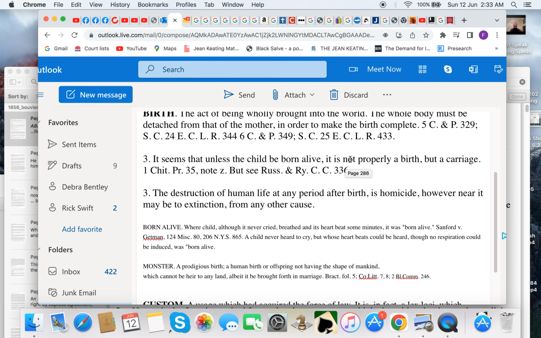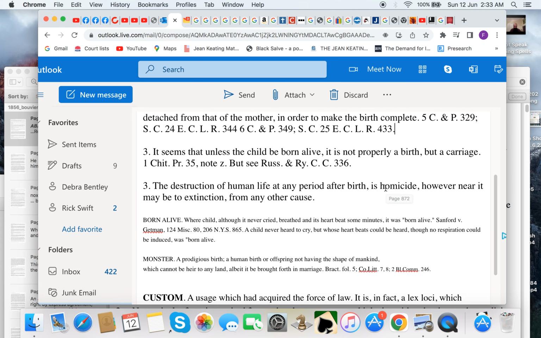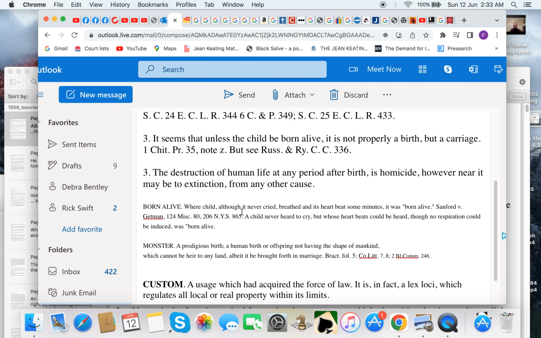We know that born alive, if it's not born alive, it's not a birth but a carriage. Born alive, where the child, although it never cried, never breathed, and its heart beat some minutes, it was born alive. So the placenta has a cord attached to it, and it beats, and then they cut it, but it doesn't have to breathe air, and it doesn't have to cry. So they're telling you it's the placenta.